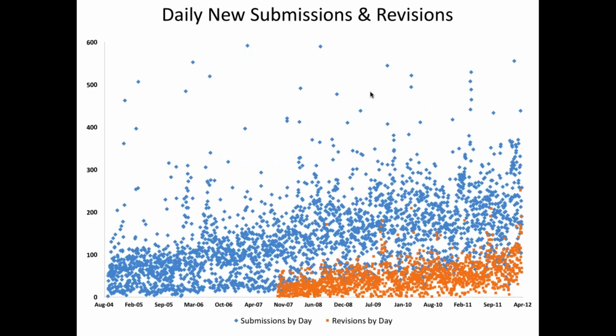I show this slide often because it really kind of changes and it sets the stage for some of the things that we've been talking about so far, and we'll talk about more later. So what you see here is the daily analysis of new submissions, the blue dots, and revisions, the red dots. As you can tell, in the fall of 2007, we modified our technology and our servers to allow revisions to occur. And what you see on the right side is that in April of 2012, the slide ends. The reason the slide ends is that one of those days on the right side of the chart, you can barely see it, the red dot actually exceeds the blue dot.